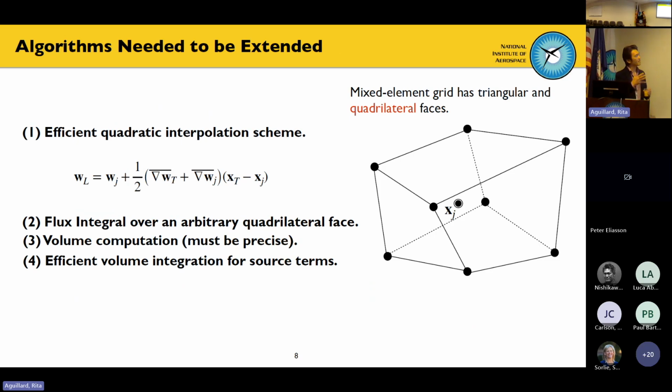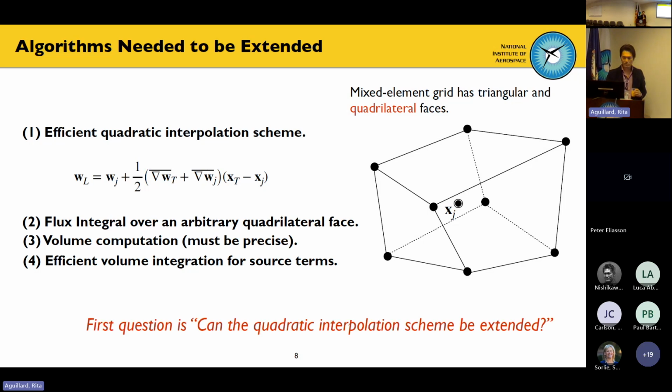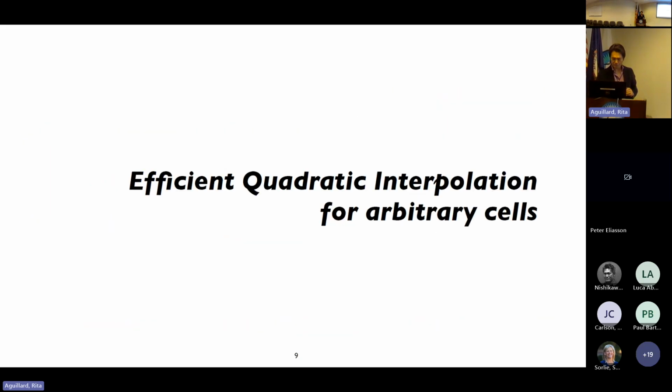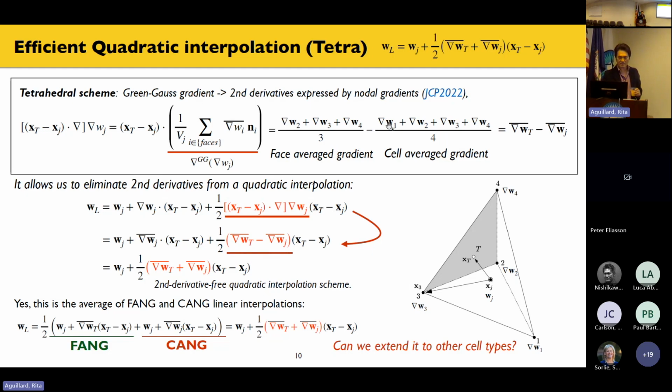And so we have to extend these algorithms beyond tetrahedral meshes. But the most important part of this extension is the efficient quadratic interpolation scheme. Does this extend to non-tetrahedral cells? This was a big question because this was derived for tetrahedral cells. Let me show you. So I started with this interesting formula here. This is a projected derivative of the gradient. And this gradient is evaluated with the Green-Gauss gradient over the cell because we have gradients at nodes.